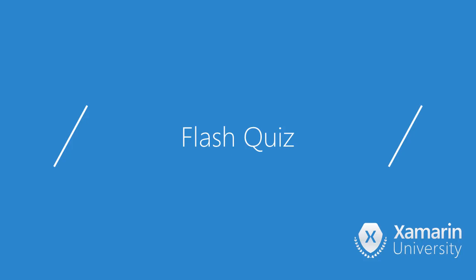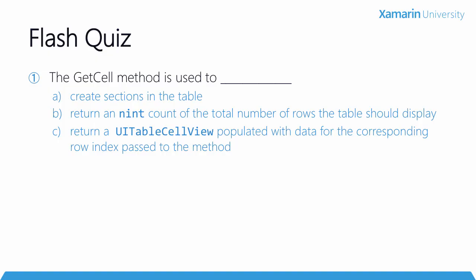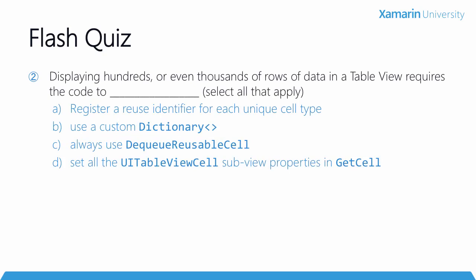So let's just test our knowledge. Question number 1. The getCell method is used to A. Create sections in the table, B. Return an integer count of the total number of rows that the table should display, or C. Return a UI TableView cell populated with data for the corresponding row index passed to the method. And the answer, of course, is C. The getCell method is used to return a UI TableView cell populated with data for the corresponding row index that's passed to the method.